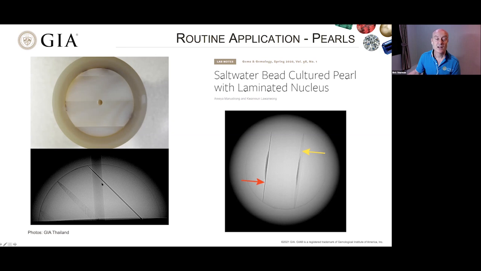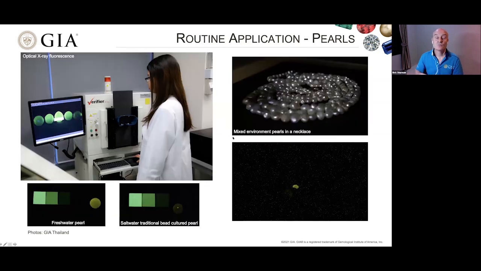When the boundary lines up with the direction of the X-rays exactly, we can see it as a very strong line. When it's slightly out of alignment, it shows like this. So this is something which we see from time to time in bead cultured pearls. And another routine type of analysis we do in the lab, of course, for pearls is to check the fluorescence.